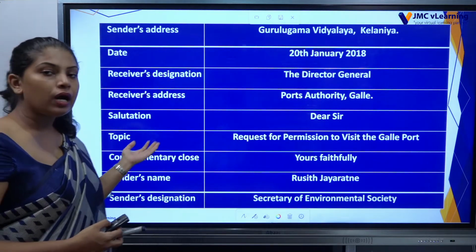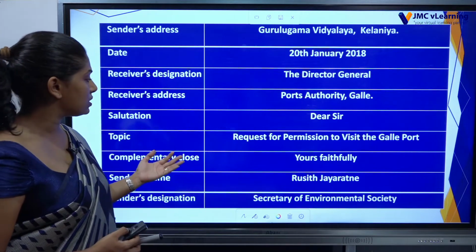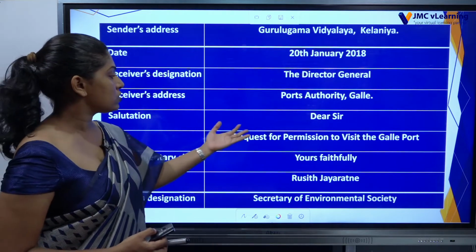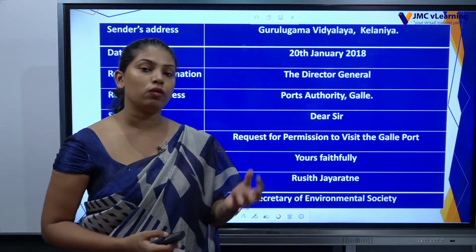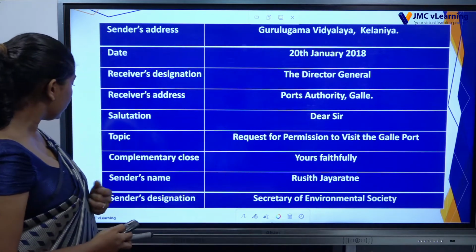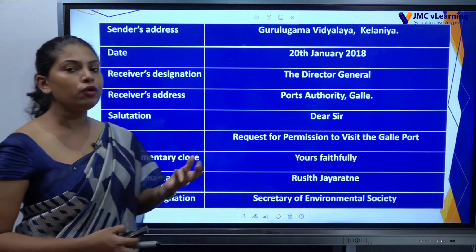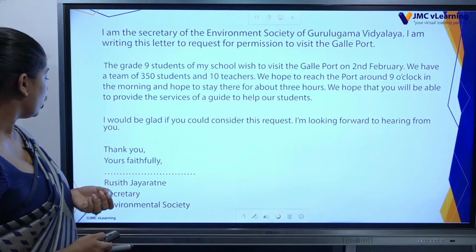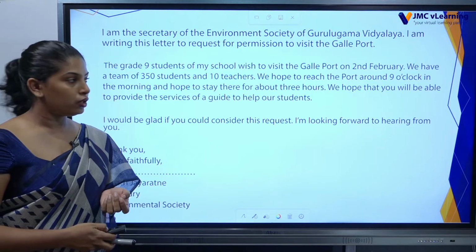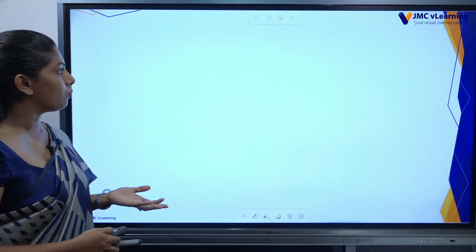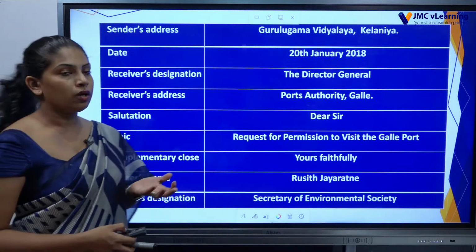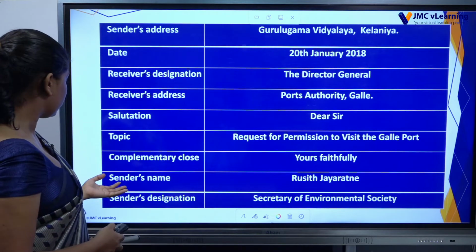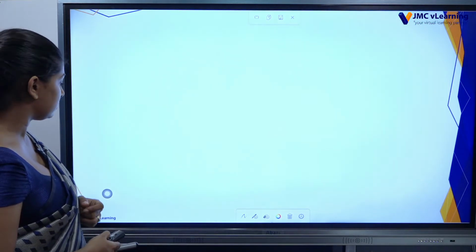Then topic, regarding what we wrote this letter. We wrote this letter requesting to visit a place. So, request for permission to visit the Galle port. We want the permission to visit the place. Then complimentary clause. How do you give the ending? What is the complimentary close you gave? Yours faithfully. Your friend, in an informal letter you can use it like that. Here we have used yours faithfully. Right? Here, sender's name. Who wrote this letter?